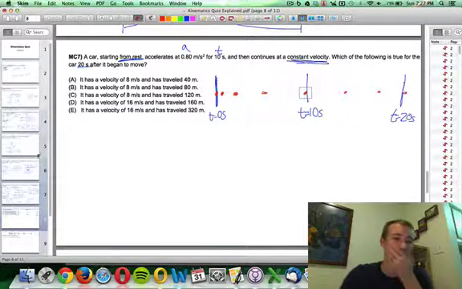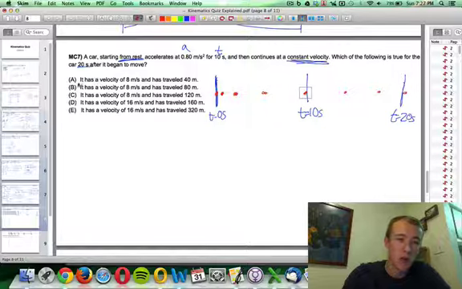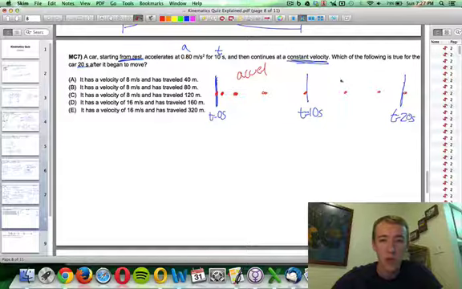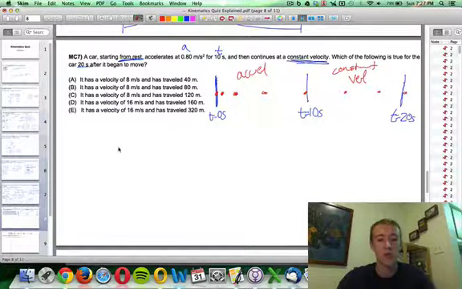So what are we trying to find here? We're trying to figure out which of these statements is true. We want to figure out what's its velocity at 20 seconds and how far it has traveled in those 20 seconds. And we realize that part of this problem is an acceleration problem. Part of this problem is a constant velocity problem. So we've got to be able to break that apart. Let's look at the acceleration problem first.